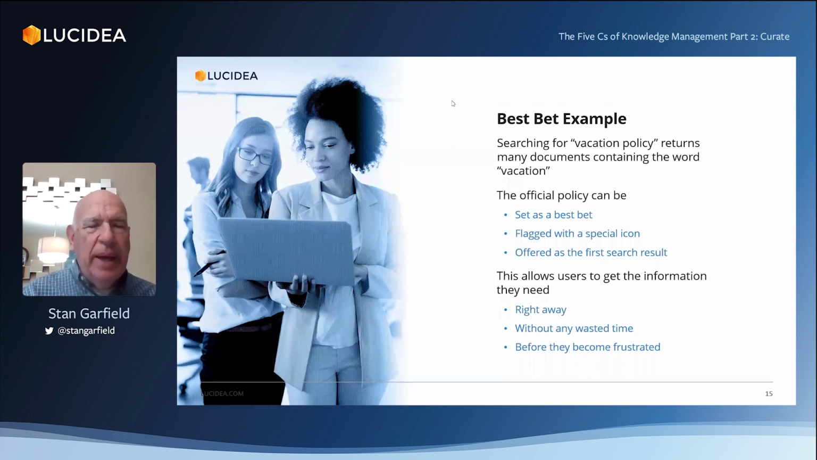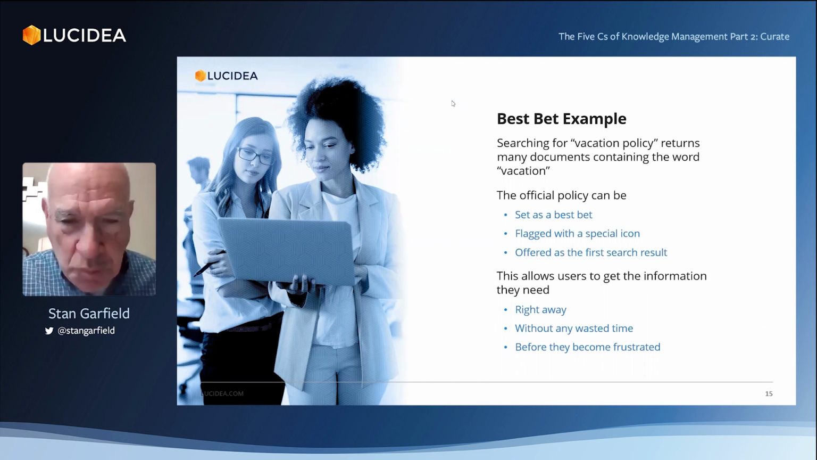Here's an example of a best bet. If you're inside of an organization that has a vacation policy, people may search for that to figure out what the rules are. So if they type in vacation policy in the search box, they may get back a number of different documents that include the word vacation. And it may be hard for you to figure out which of those is actually what you're looking for. But if you see that lots of people search for a vacation policy, which you can look at in your search logs, then you can say, well, let's make sure that the official policy comes up as a best bet.